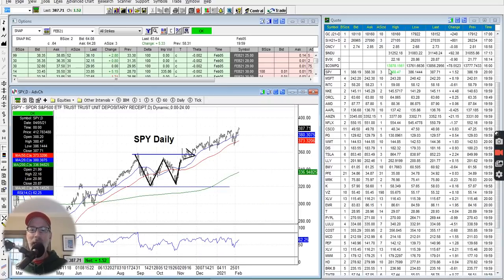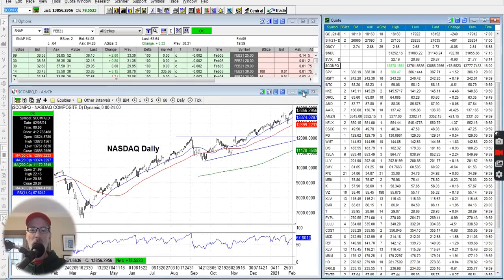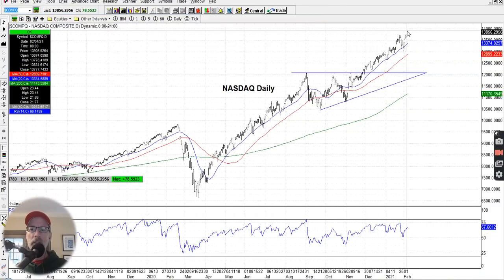So let's take a look at the NASDAQ also. All-time new highs this week. Once again, it closed below the 20-day moving average last Friday, and it bounced all this week. So the market is strong.